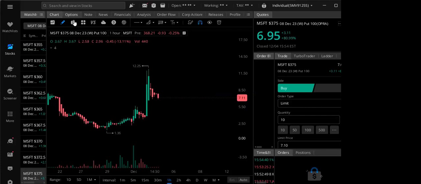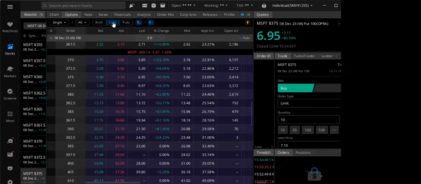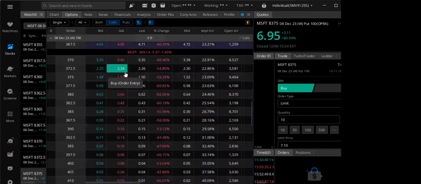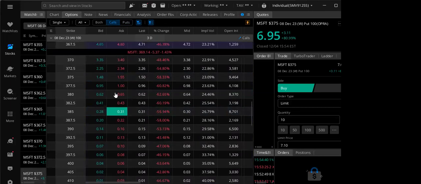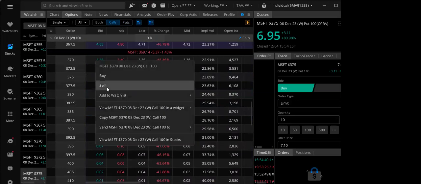Now, if you're looking at the calls for yesterday, because we are riding it back up. So it was at 362. So let's look at a 3. Don't go way out of the money. Let's start with 370 and see.